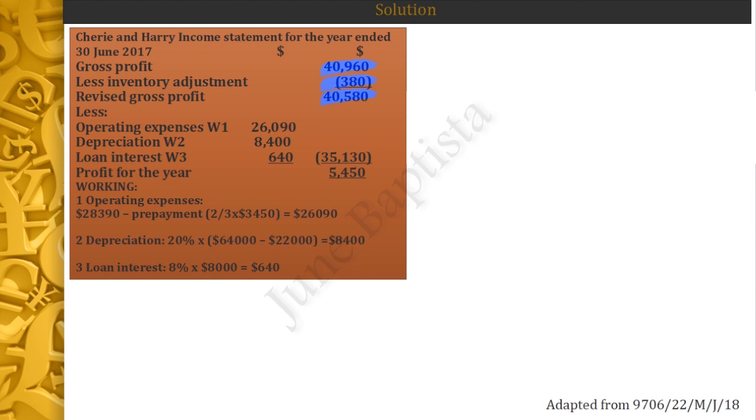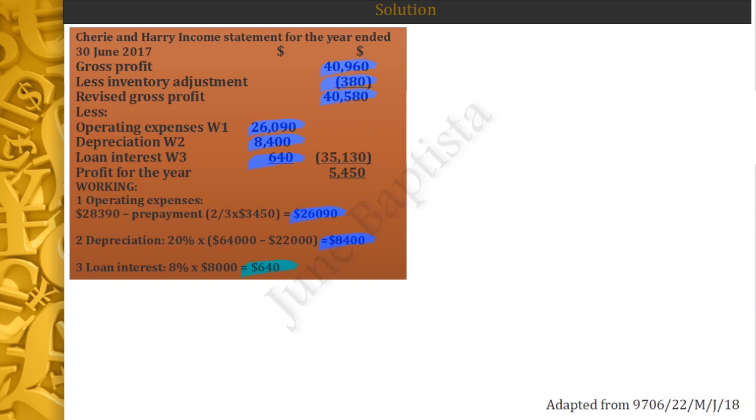$28,390 as per information given, minus prepayment for 2 months, July and August, which works out to 2/3 of $3,450 to give us operating expenses $26,090. Depreciation. Using the reducing balance method, 20% of $64,000 cost minus $22,000 accumulated depreciation to give us depreciation for the year $8,400. Interest on loan, 8% of $8,000 to give us $640.